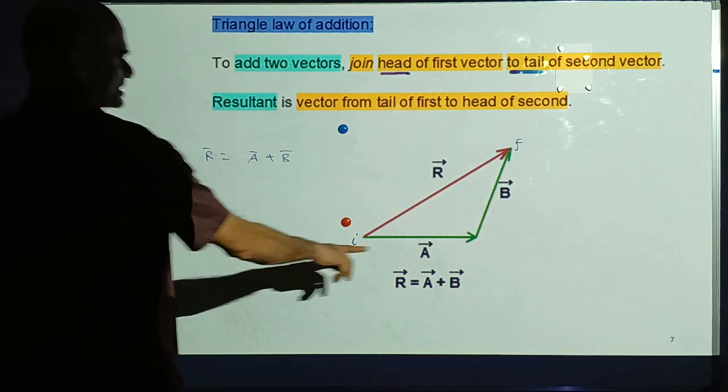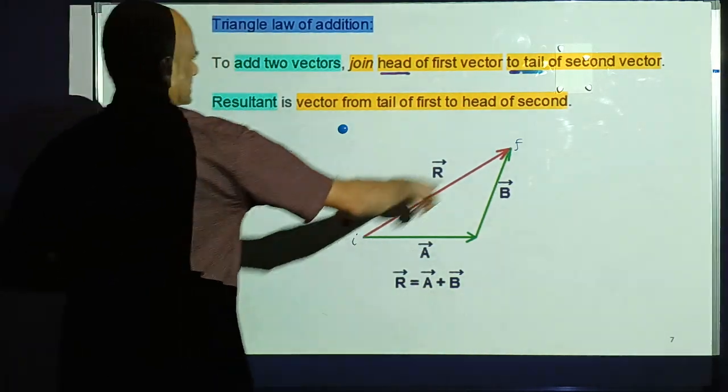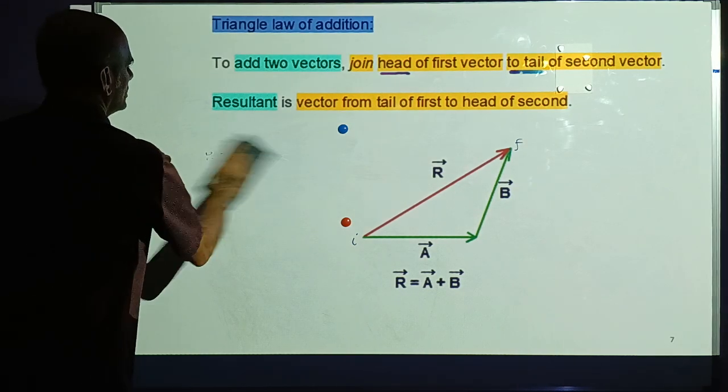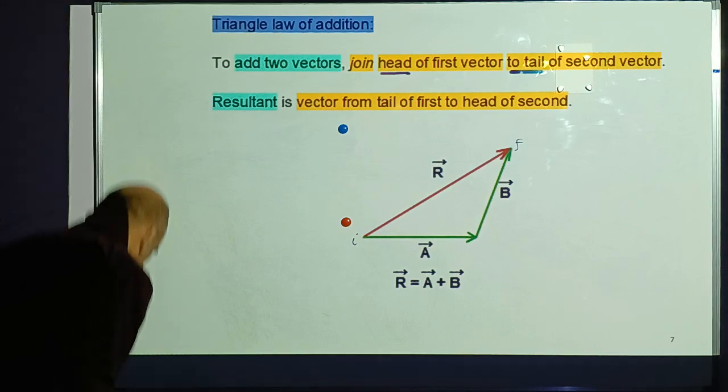So direction of A vector is like this, B vector is like this, the resultant vector is like this. So the triangle law gives the direction of the resultant vector. So this is adding two vectors.